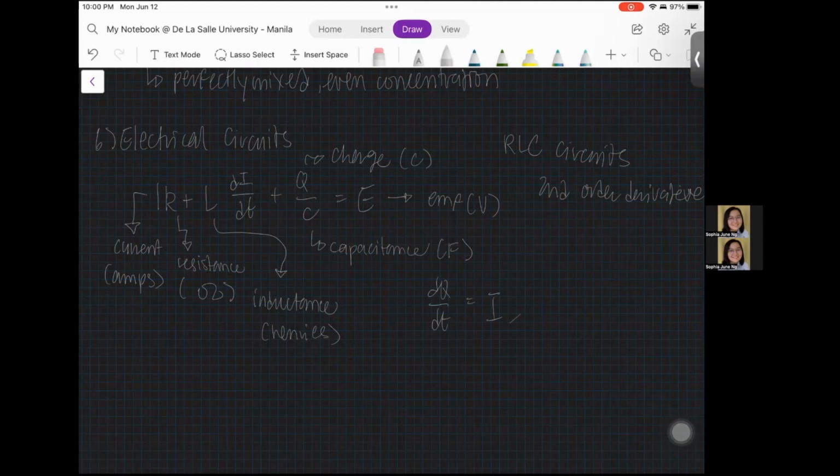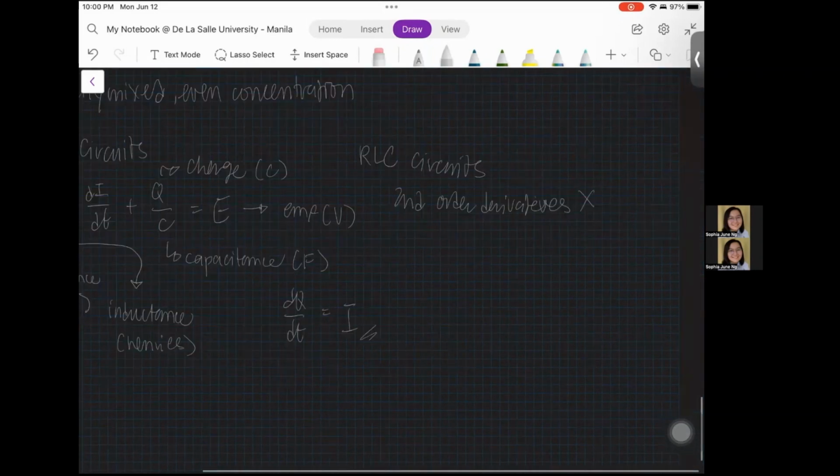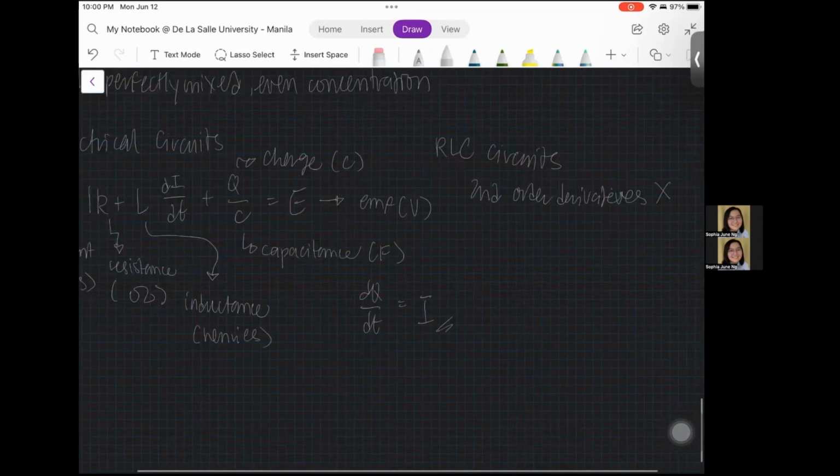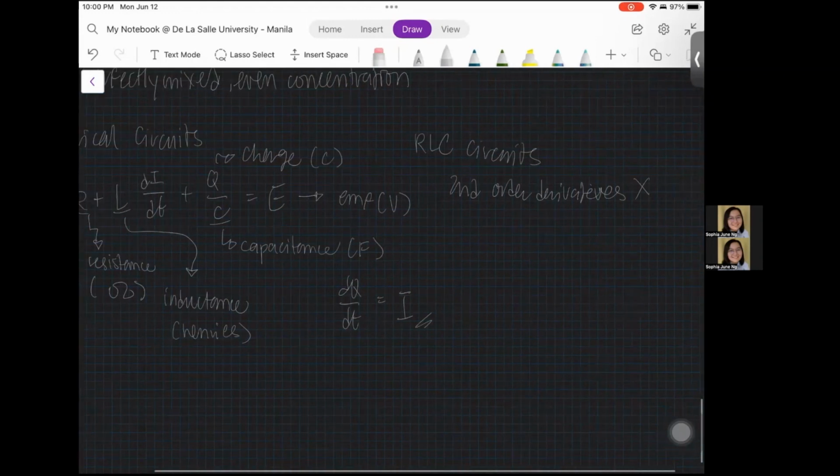Now, your current can be represented as charge over time, and usually that's what you need to take note of during problem solving. And furthermore, RLC circuits, which means that this one, and this one are all present, will not show up because this is considered a second order derivative, which is not included within the scope of quiz 2. Now, onto the examples.